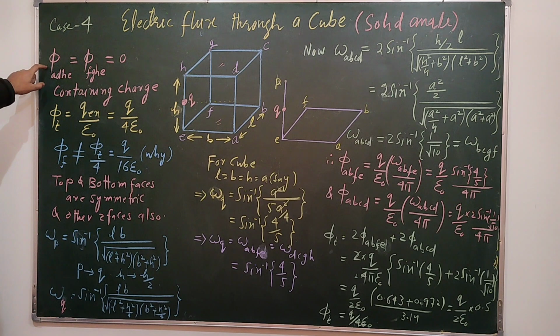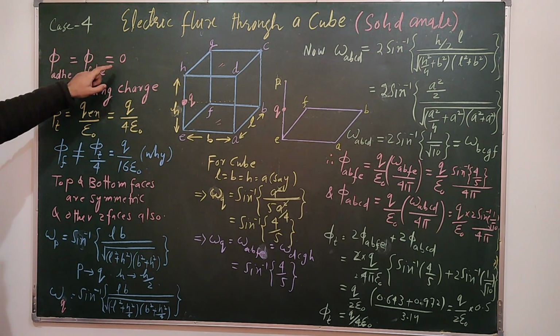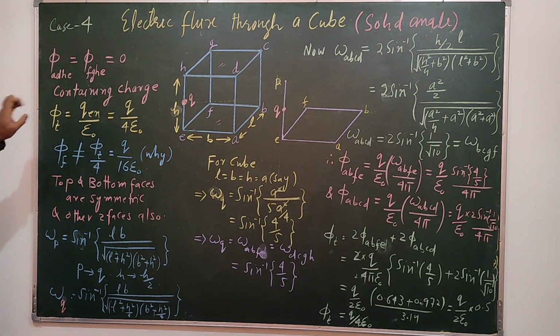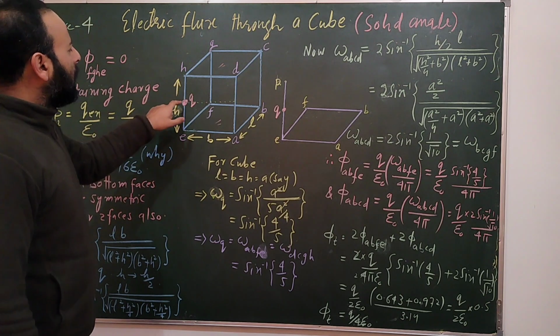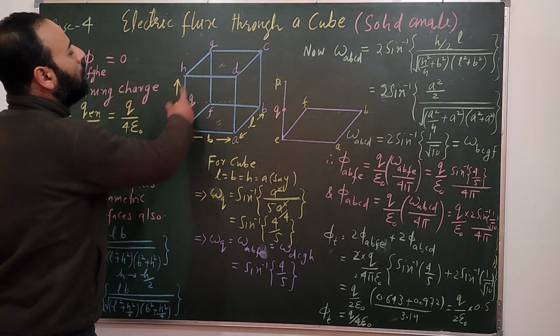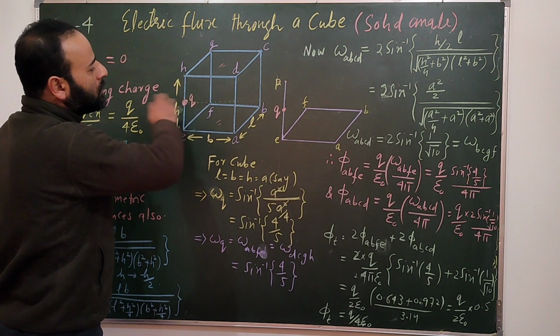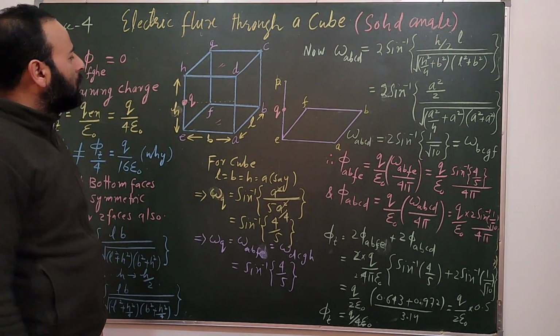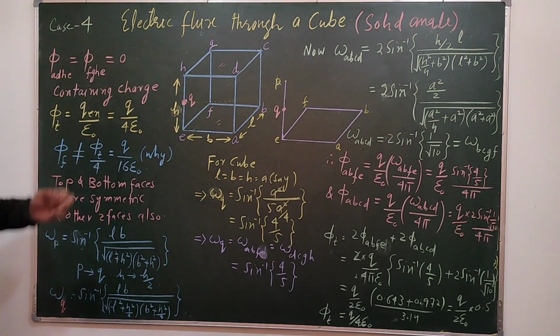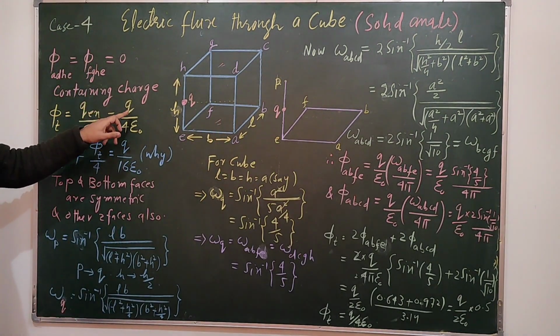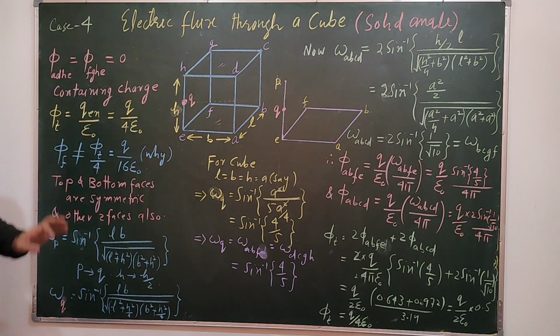So that means the flux through this face ADHE is equal to flux through FGHE is equal to 0 because they contain the charge. Now total flux is equal to charge enclosed divided by epsilon naught. Now what is charge enclosed by this cube? When the charge is at the edge center, we need 4 such cubes to enclose the charge completely. So contribution of the charge in each cube is only 1/4, that is q by 4. So therefore, total flux is equal to q divided by 4 epsilon naught.